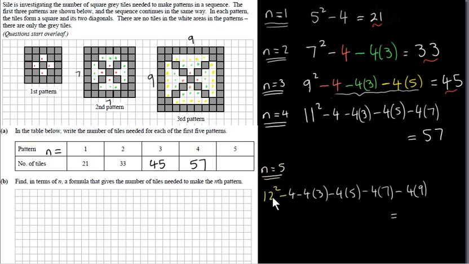If we wanted to, we could write out an expression for n equals 5, which is the number of tiles in the fifth pattern. And we could calculate it, but as you can see, it's much easier just to add 12 onto 57.